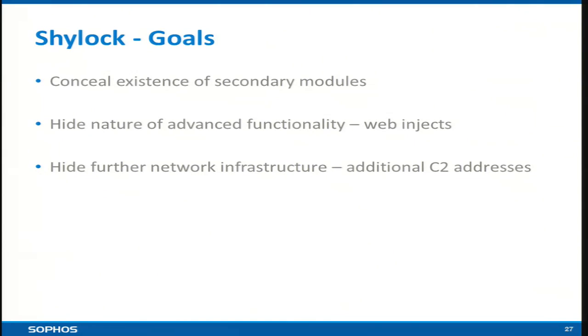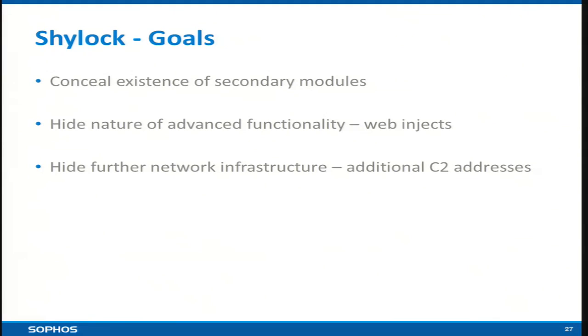So what's Shylock trying to achieve? The main thing they want to try and conceal is the existence of things like those secondary modules, the plugins. We don't see them in the dummy config files, so we don't know they exist. We don't download them, we don't detect them, we don't understand what they do. And they're trying to hide other areas of this advanced functionality.